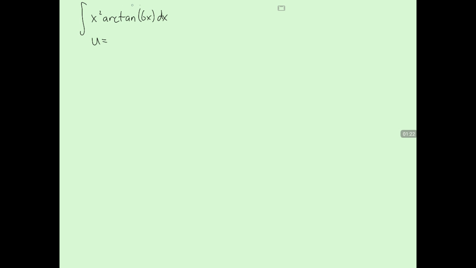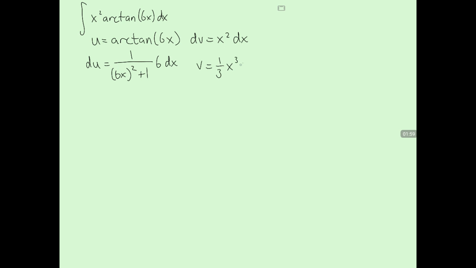So instead of doing that, let's differentiate arctan 6x, and we'll take the integral of x squared. So dv is going to equal x squared dx. If we differentiate arctan, then we get 1 over 6x squared plus 1 times 6 dx. This is from the chain rule, and this is just from the derivative of arctan 6x. So if we find v, then that's going to be 1 over 3 x cubed.